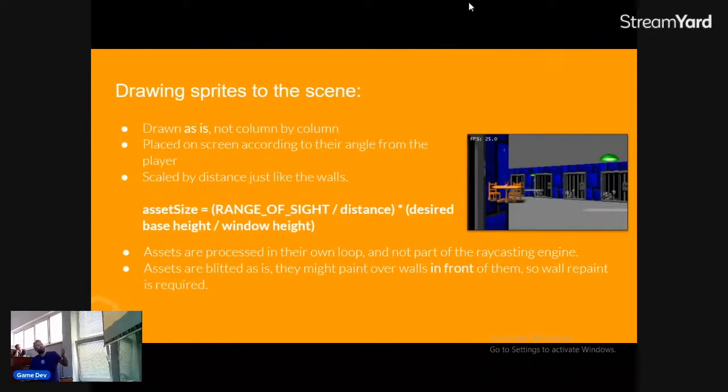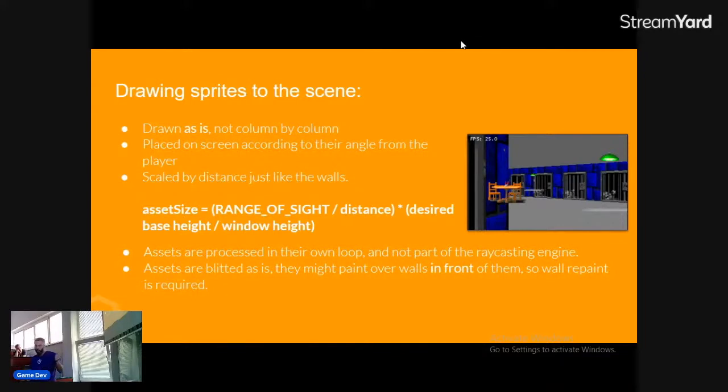So how do we do this? How do we draw sprites to the scene? So we draw them as is, right? It's just an image that you need to know where to put. And you scale it, same as you scaled the wall, right? It's the range of sight divided by the distance to the asset, just as the wall was. And then of course you can decide whether you want to scale it internally, up or down, depending on how high it is.